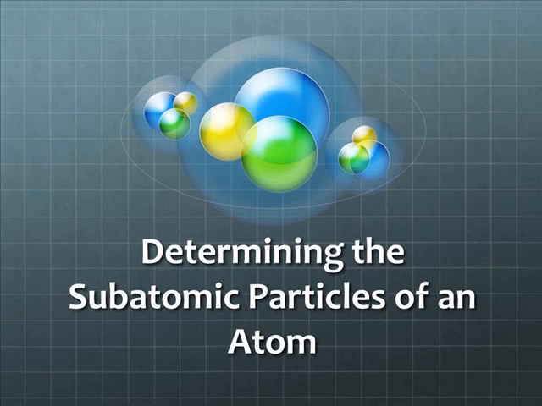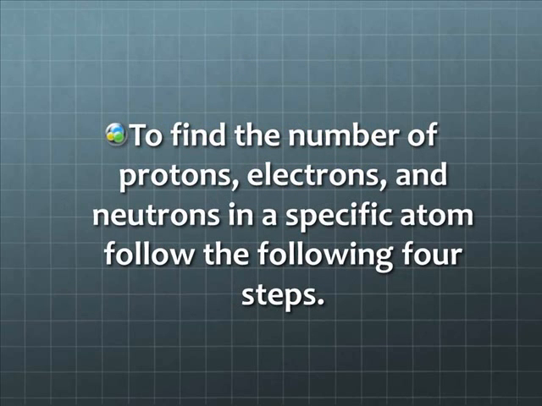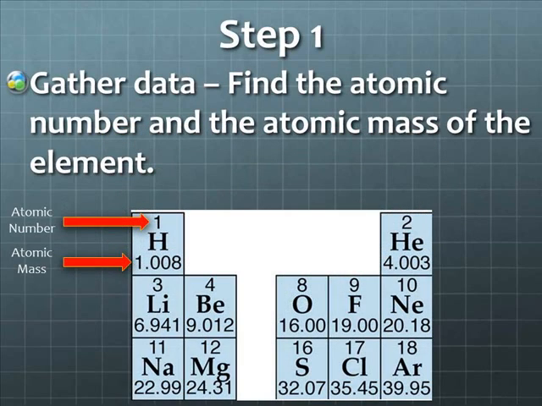Now some of you may be asking, how do I know how many protons, neutrons, and electrons are in each element? Well, that's what we're going to talk about next. To find the number of protons, electrons, and neutrons, we're going to use the following steps. The first thing we need to do is look at our periodic table.